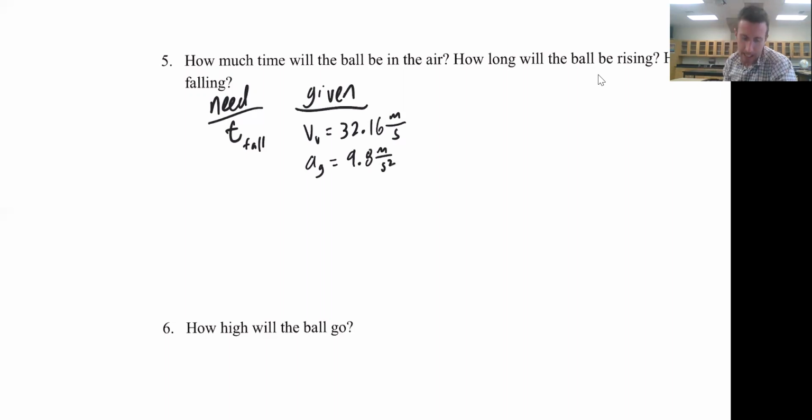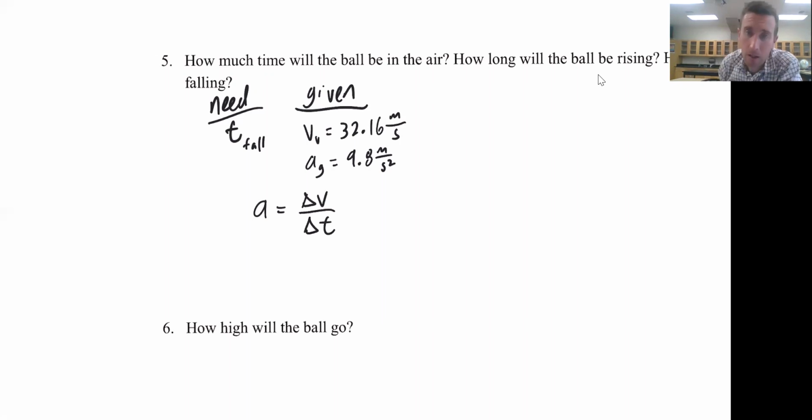Okay, so I need the time. I've got velocity and acceleration. So I could use my acceleration equation. If I look on my physics everything sheet, I'm going to run down the equations line here and see if I can find an equation with time, velocity, and acceleration. And I found one. It is acceleration equals the change of velocity over the change of time.